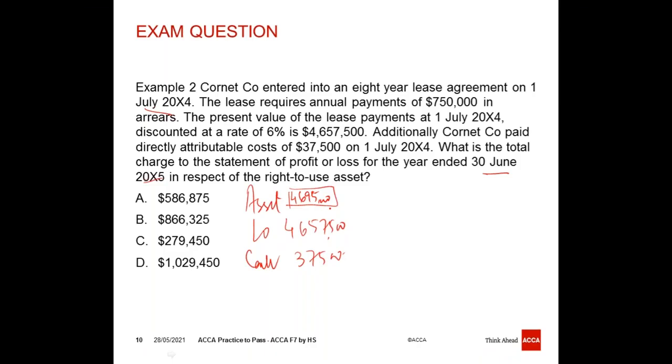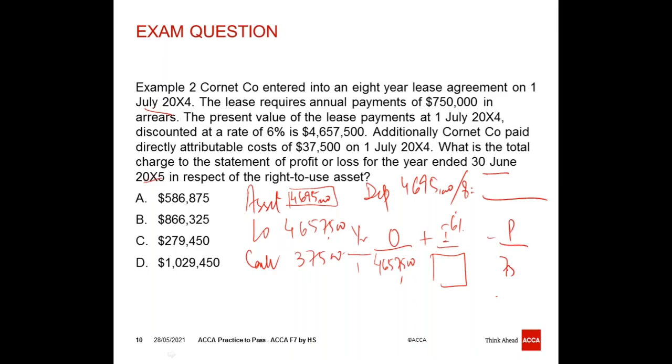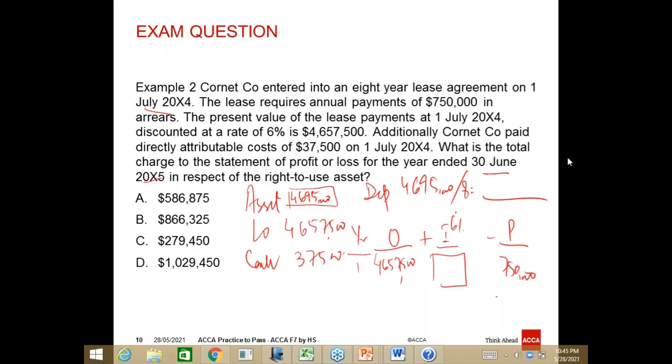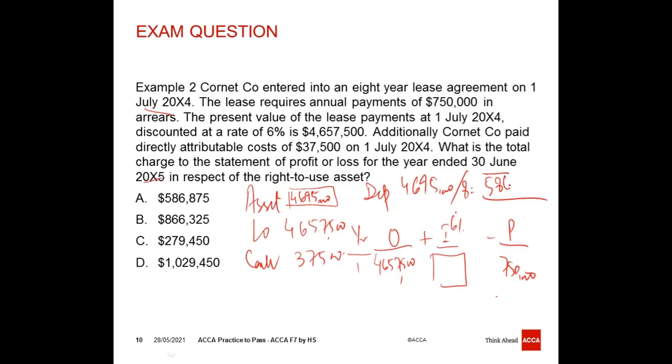Now, first of all, you need to charge the depreciation. It will be an 8 years lease agreement. The depreciation will be 4,695,000 divided by 8. That is the depreciation that we need to charge. And for the lease obligation, we need to make a table. Obligation at start will be 4,657,500. And the company is paying in arrears installments. First, you need to charge the interest at 6%. The payment of 740,050. So the depreciation amount will be 586,875.